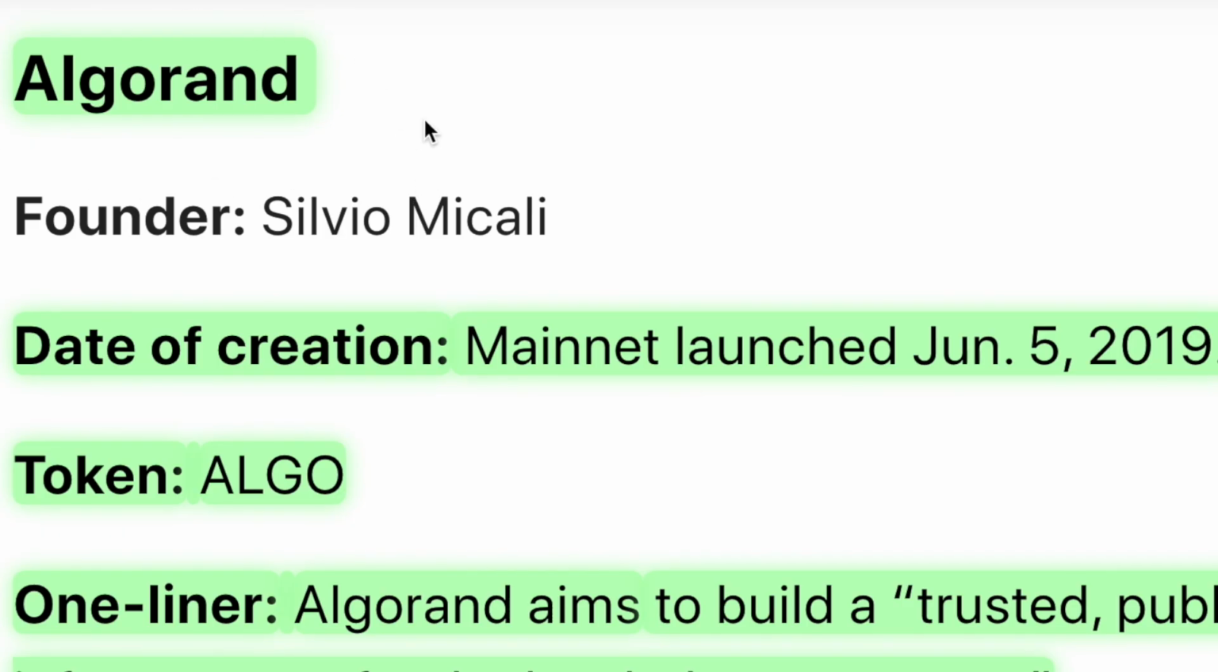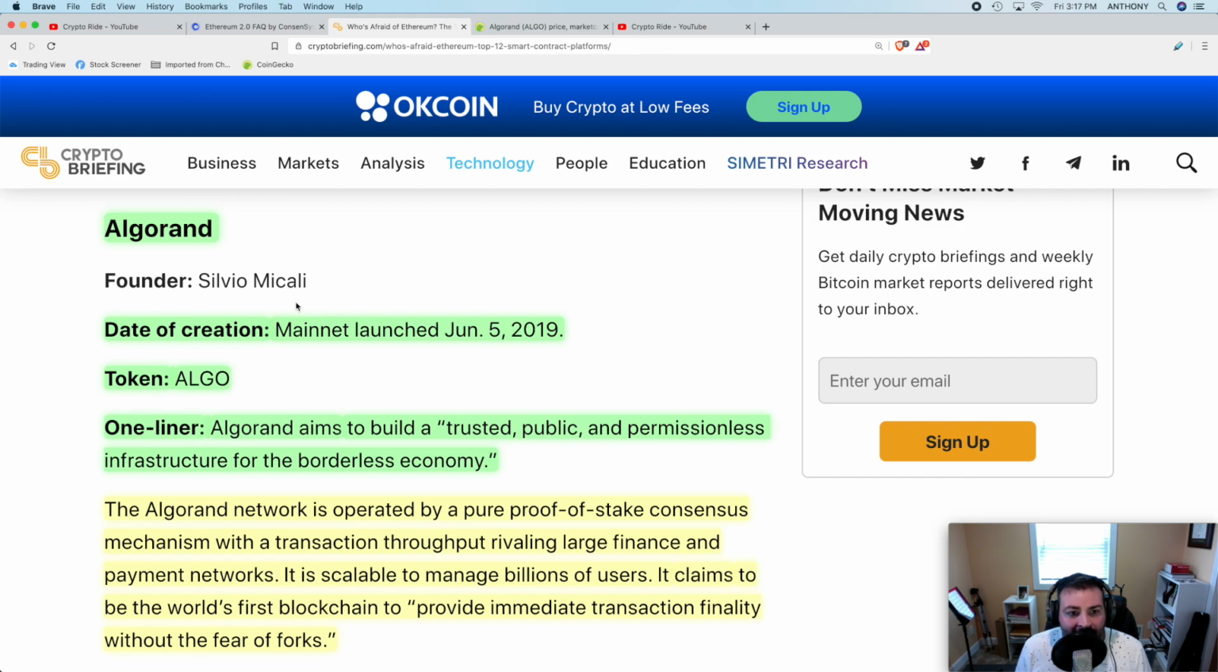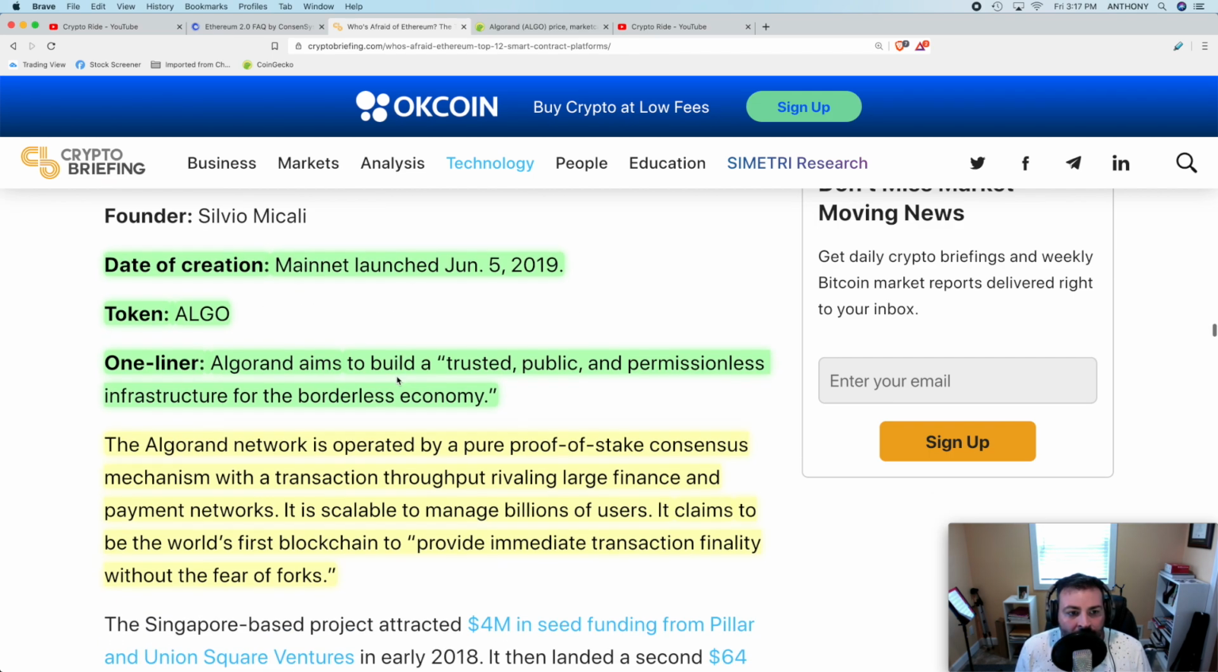Okay, but let's talk about Algorand. This is one that I've been seeing people ask me about in the comment section of some of my recent videos. So they do have a mainnet that has been launched. Okay, the ticker for the token is Algo.